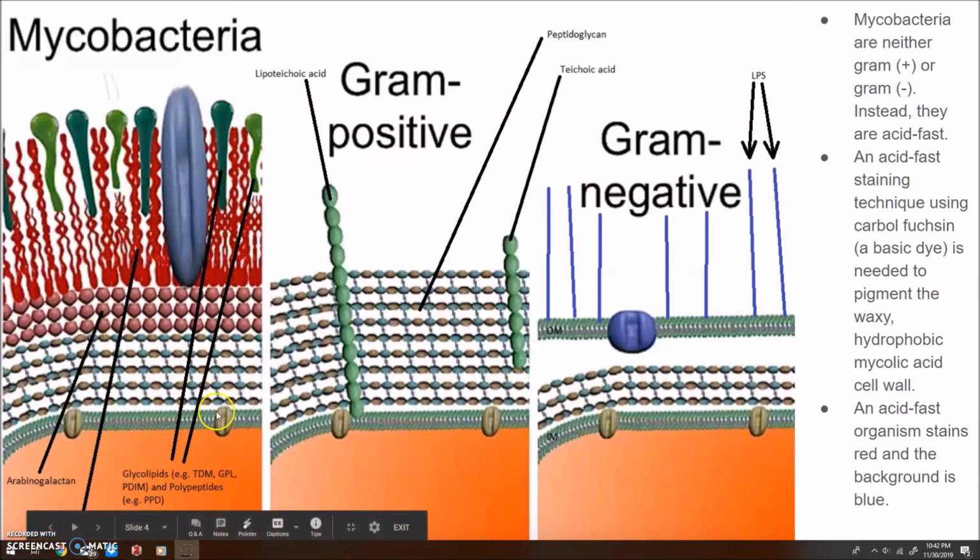But to give you some more detail about Mycobacteria, the cell wall structure: you first have a moderately thick layer of peptidoglycan, not quite as thick as this, but it is thicker than the gram-negative layer. Then next you have arabinogalactan, and then fused to that you have mycolic acid. These are fatty, waxy molecules here in red. And then we also have glycolipids over here and polypeptides.